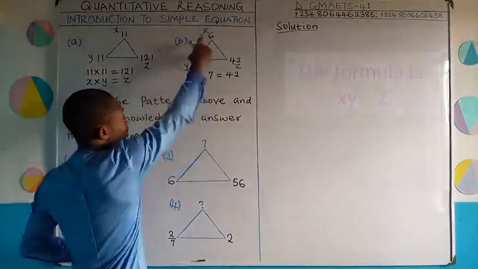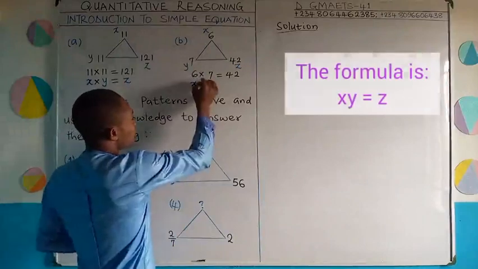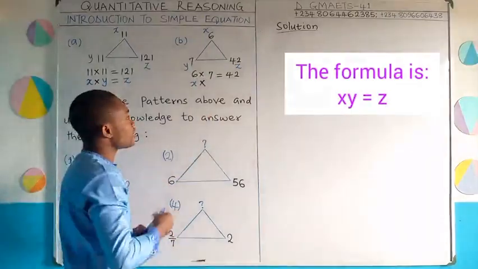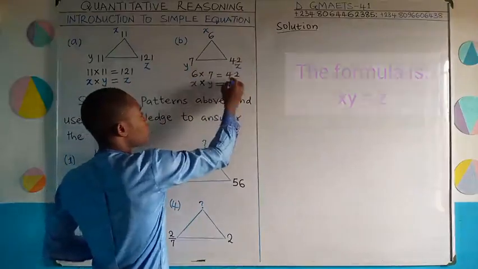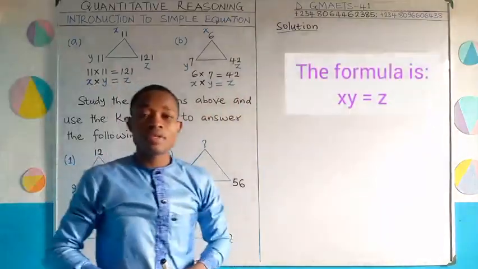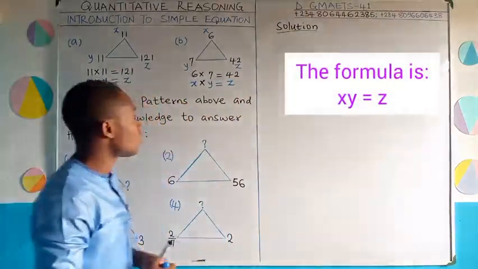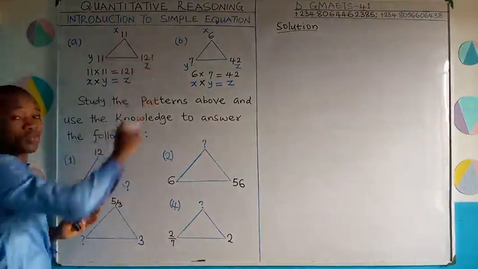The same thing here, 6, I use x to replace it, then times 7. I used y to represent 7, so I'm going to put y here, and that will be equal to 42, which is z. So you see that the formula I'm going to use is x times y equal to z. I'll come here and label all of them in the same way.